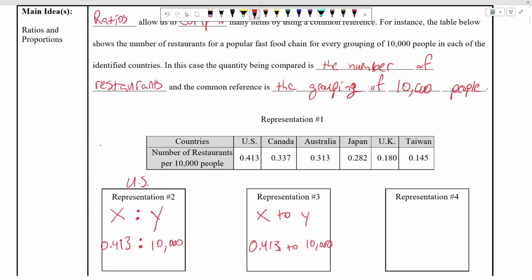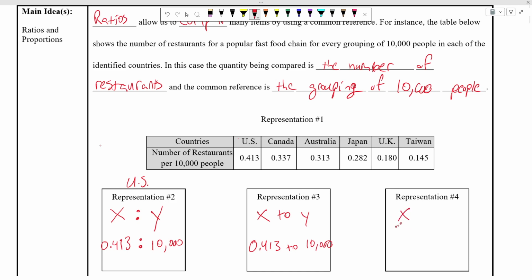There you go. 0.413 to 10,000. And here's what we will most commonly see, and the one we will most commonly be working with in Algebra 1 and really beyond, especially mathematically speaking. But here's what we'll use, right?